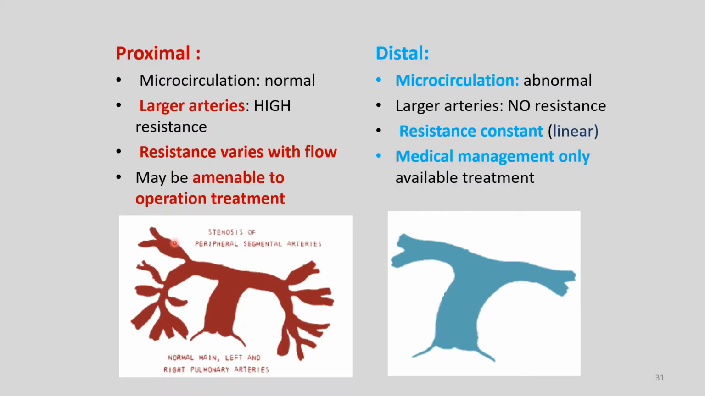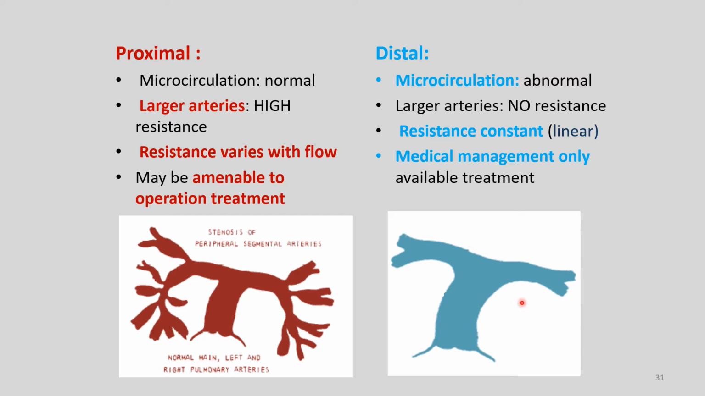And so the point that I want to make in this contrast is that when you have the usual pulmonary hypertension, the disease is in the microcirculation or small muscular pulmonary arteries, which are arteries smaller than 1 millimeter in diameter. So the disease is distal, and that's the abnormality. And the larger arteries are not affected by the disease, so they are not offering resistance.